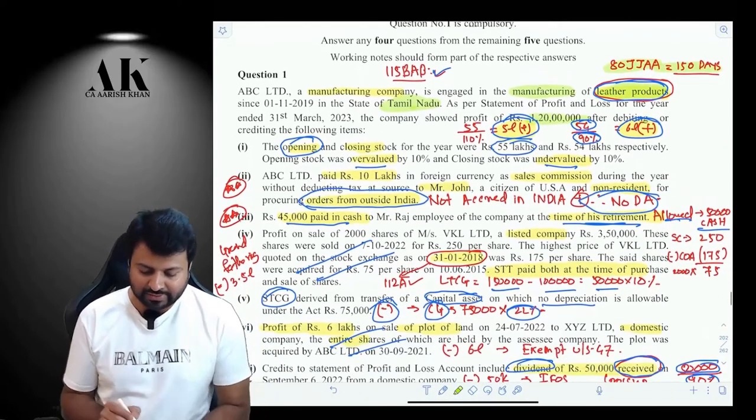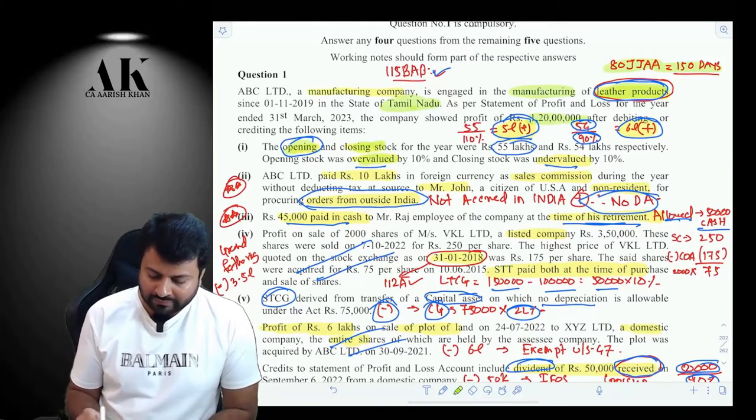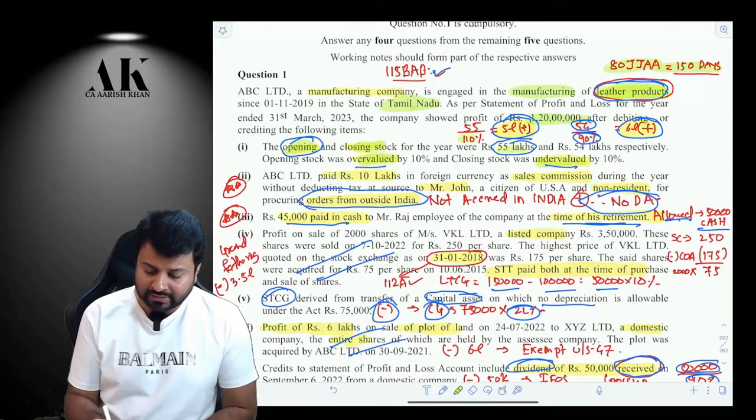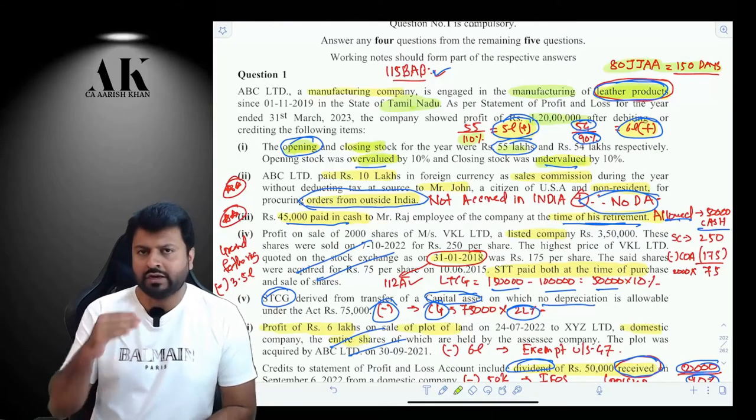Let's start with the first adjustment. The opening stock and closing stock are overvalued and undervalued by 10%. First of all, let's talk about opening stock. The opening stock is overvalued, it means it is 110%. So if the opening stock is overvalued, add back.